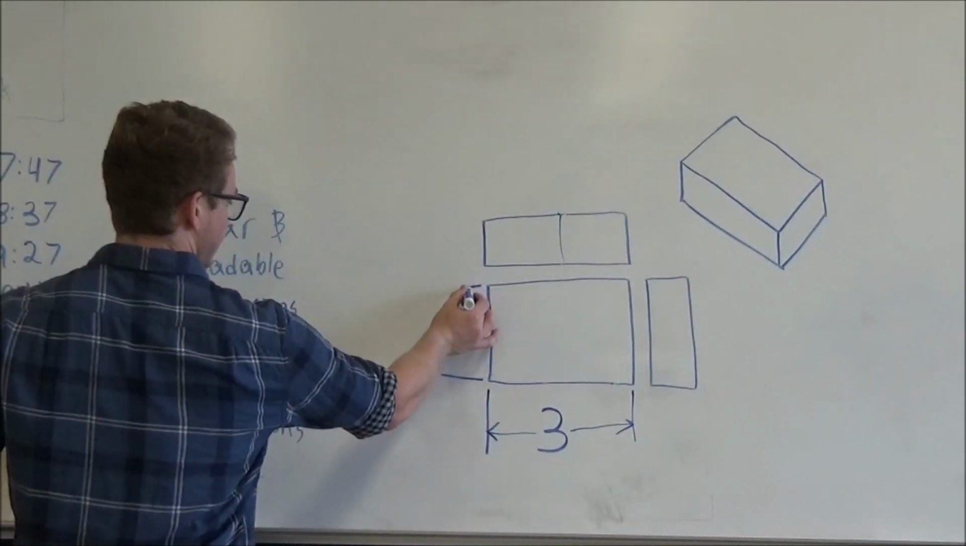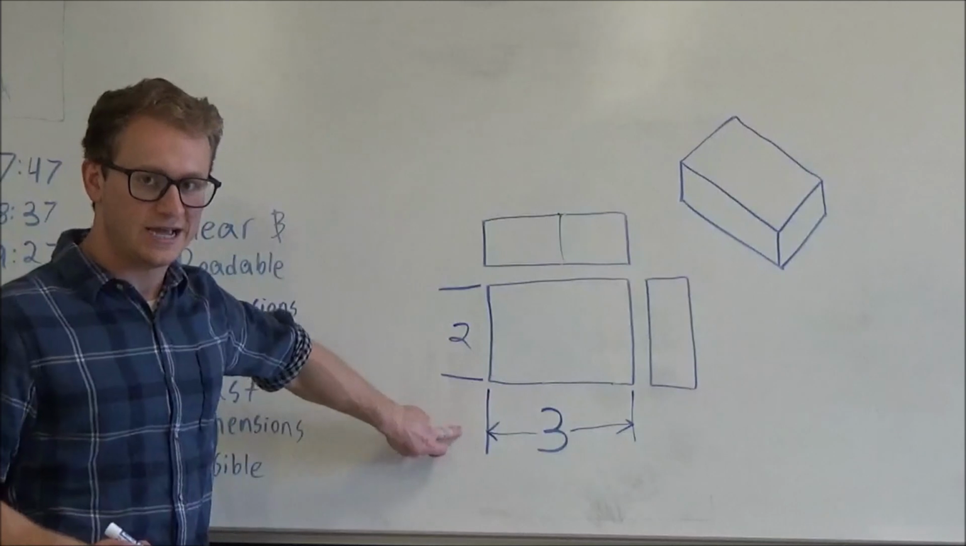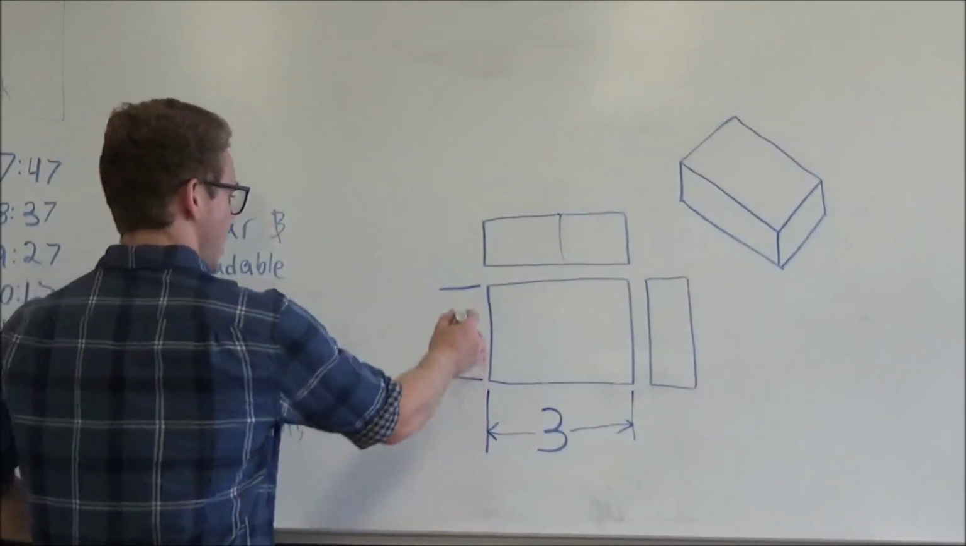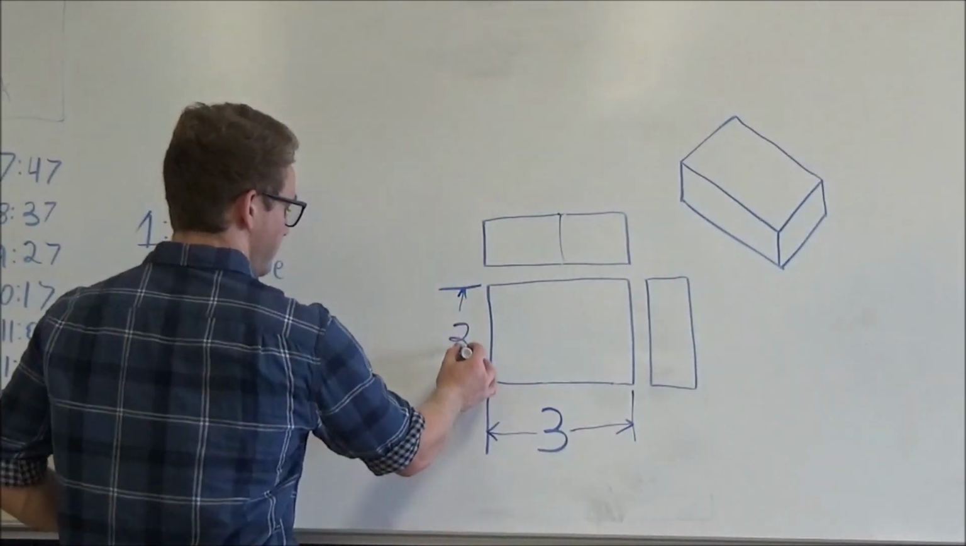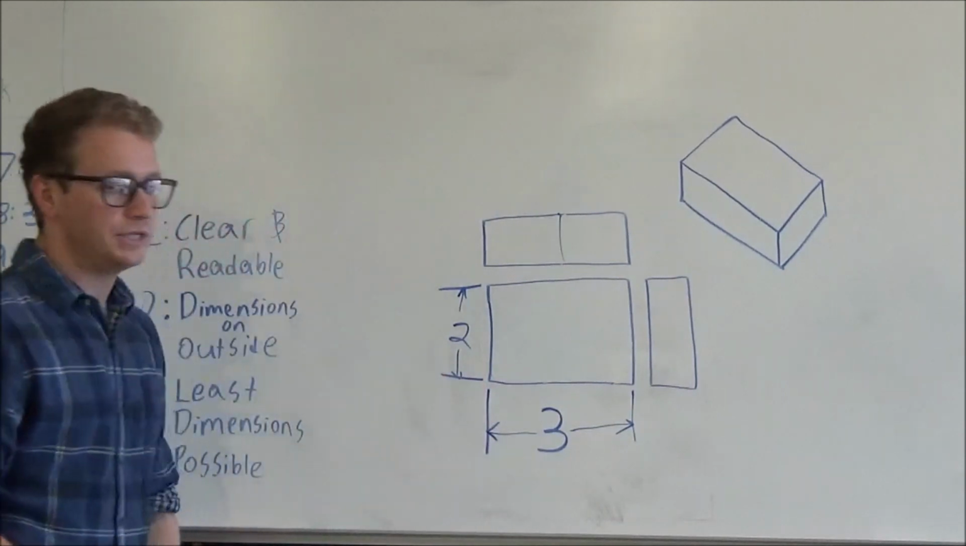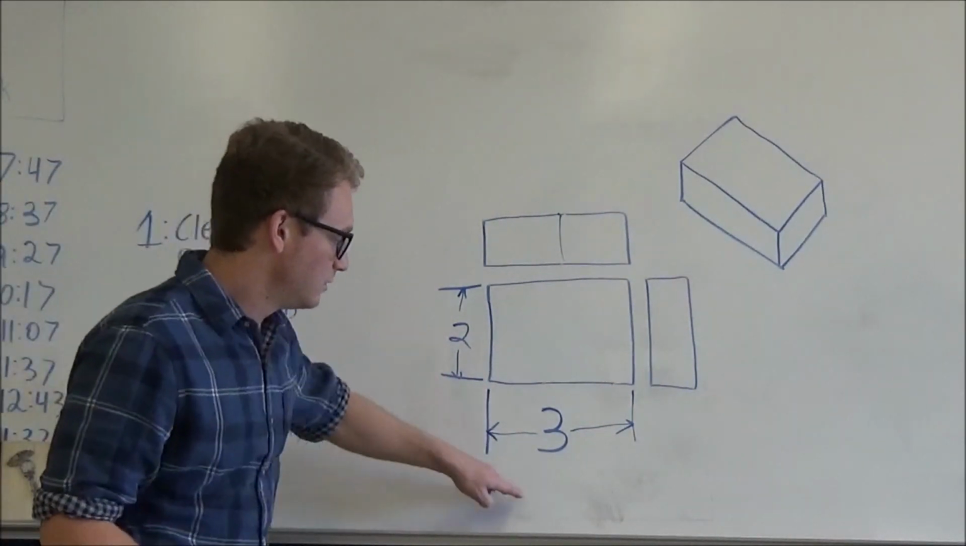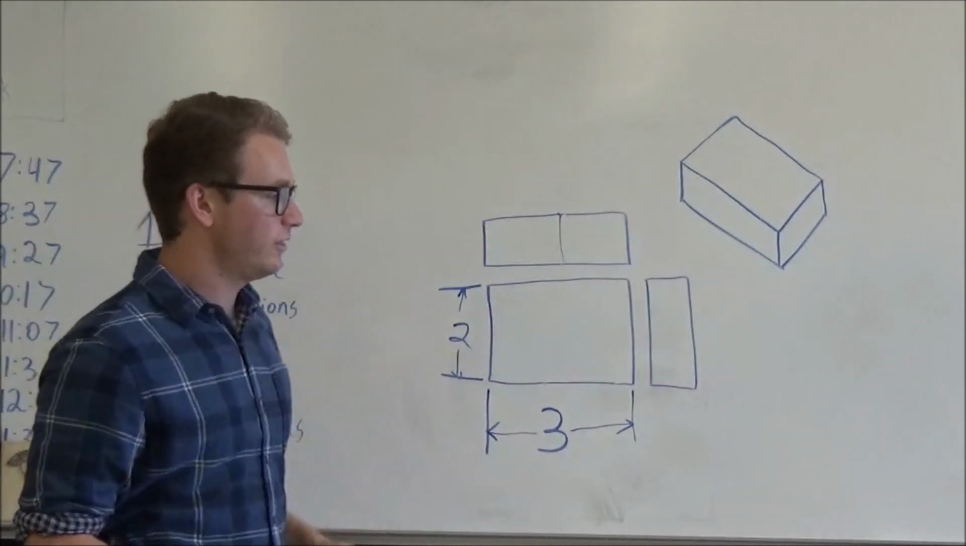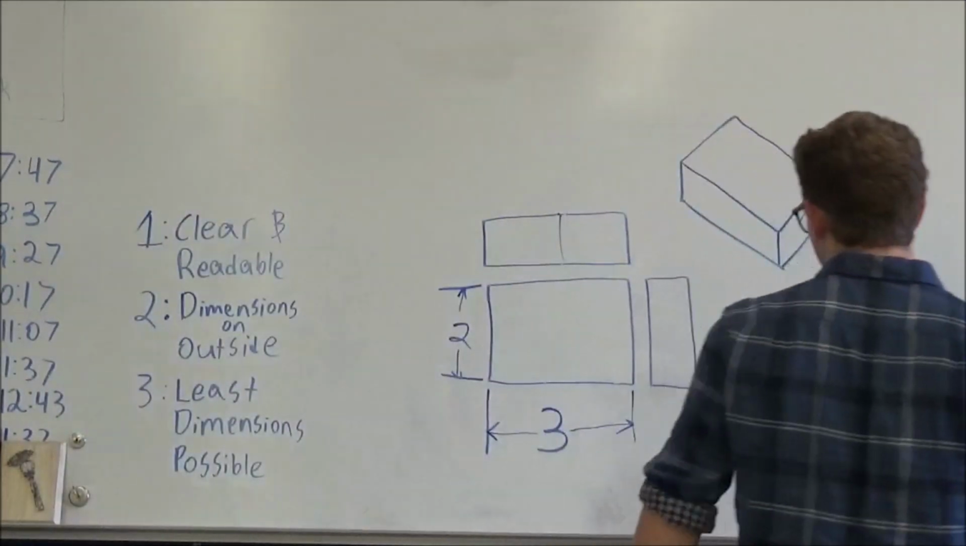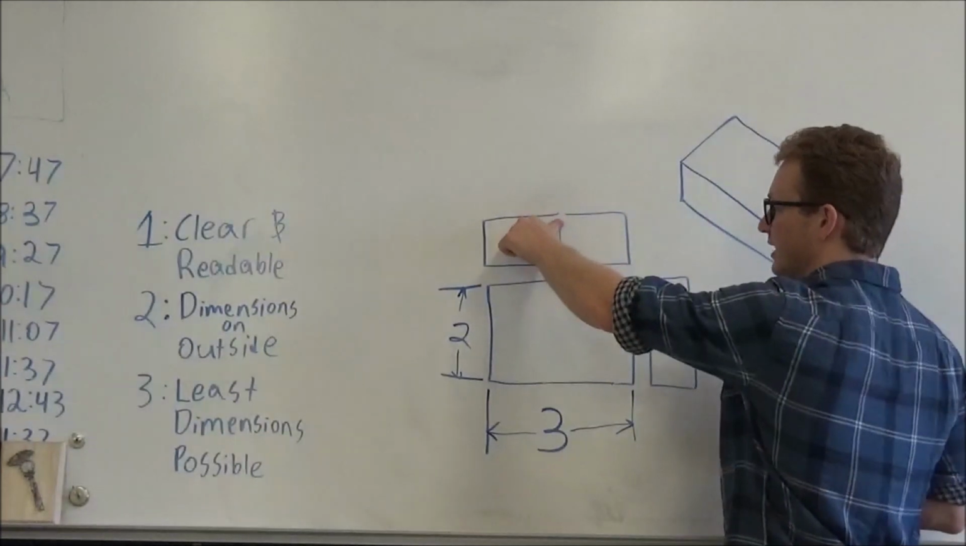Extension line. Extension line, again, we're not touching the object with those extension lines. And throw some arrows up here. Again, those arrows are called dimension lines. So we know the length, we know the width, the height in this case. We need to now know the thickness.